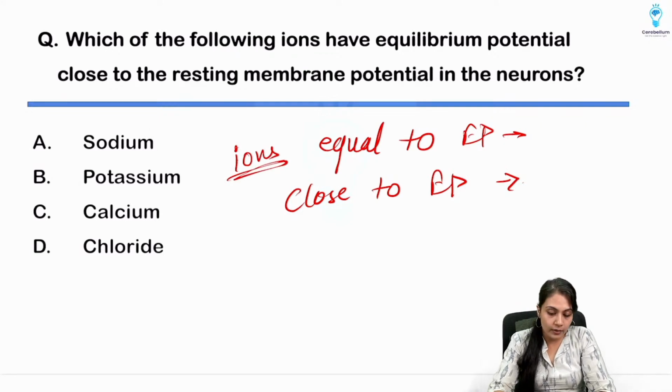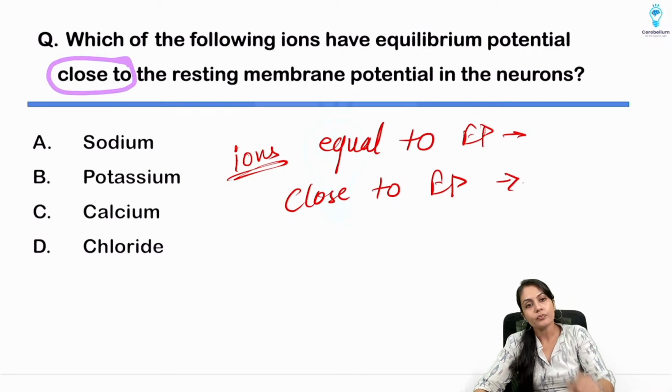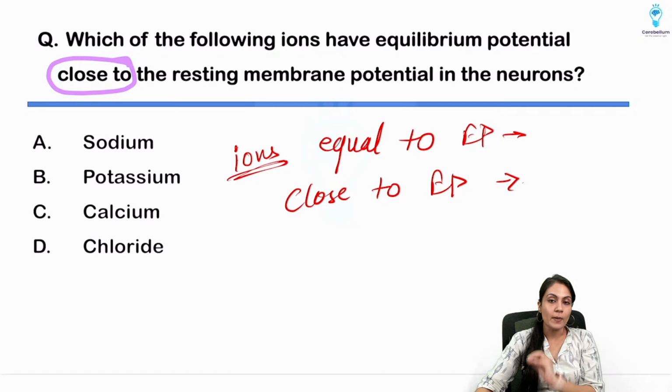Okay, on the verdict you have to change your answer. If they ask "close to", that means whatever is maximally responsible for the RMP, you have to tell the answer for it. Yes, Ritesh, you are right. In smooth muscle it is minus 50. Tell me the answer of this question.